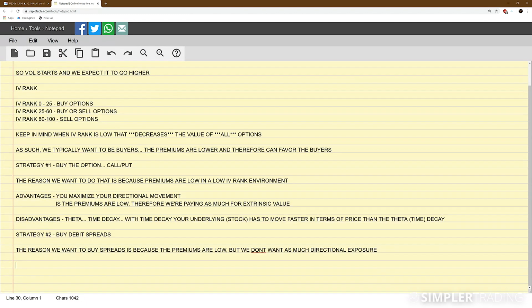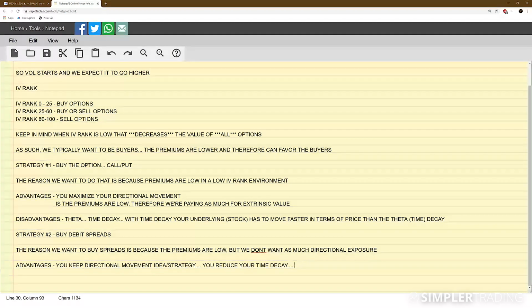So let's talk about some of the advantages. Advantages, well, you keep directional movement, right? So you can keep the directional movement idea or strategy. You reduce your time decay because you sold something against it. So the one that you're selling is also decaying, and that is helping you keep some value in the spread. You keep a positive vega, which is volatility or implied vol. And those are the advantages.